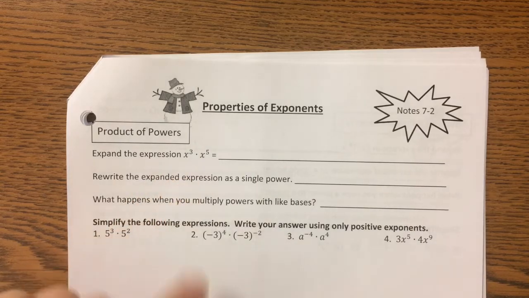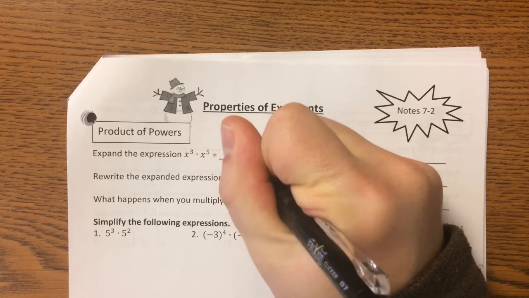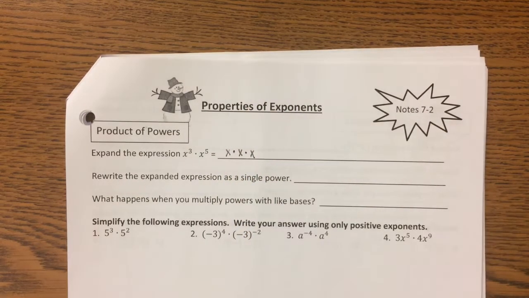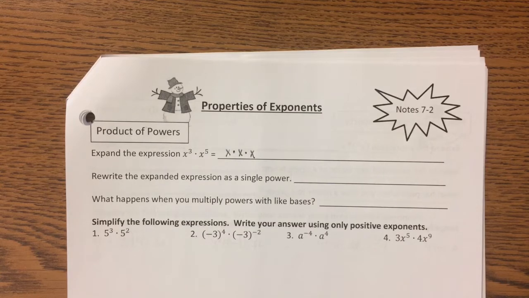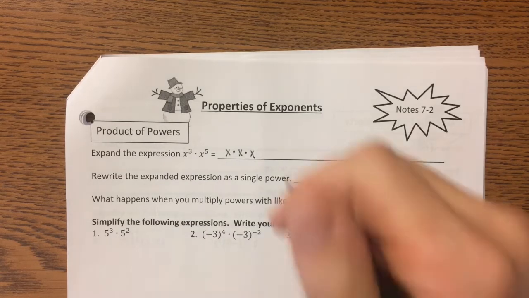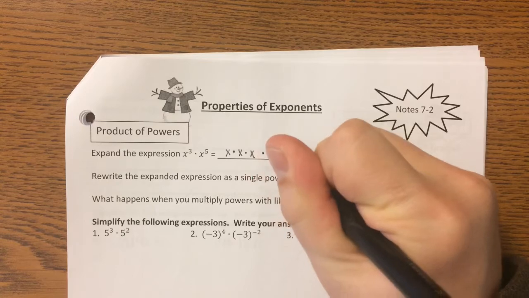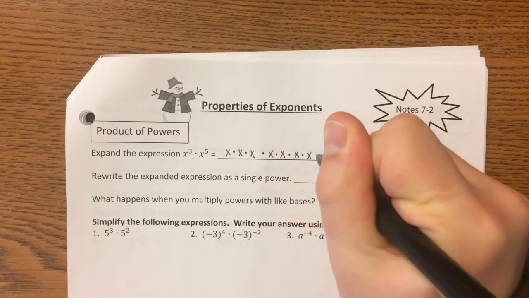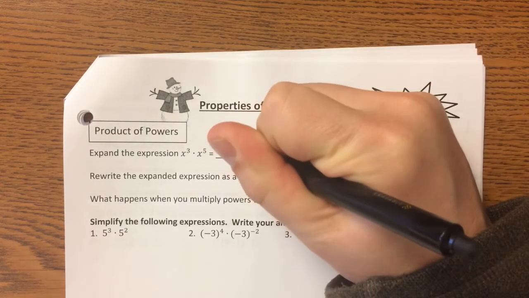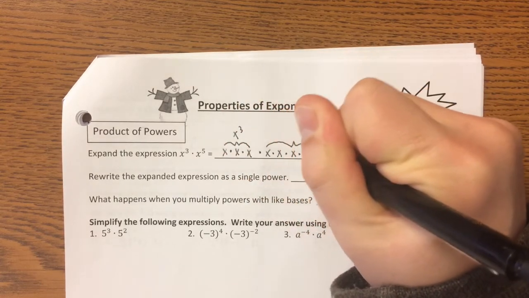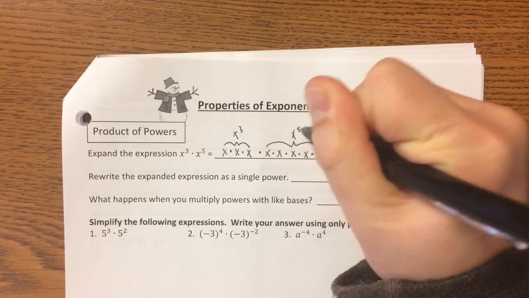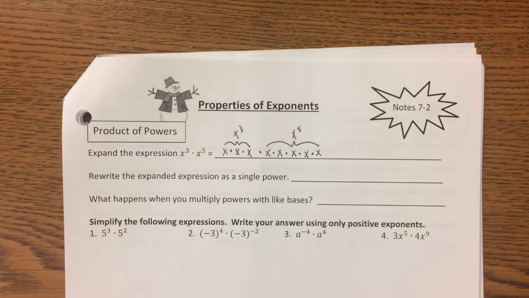So like if I have x cubed, what that really means is x times x times x. If I have x to the fifth, that means x times x times x times x times x. So this right here is coming from x cubed. These other 5 x's are coming from x to the fifth. So really we're just multiplying a bunch of x's together here.